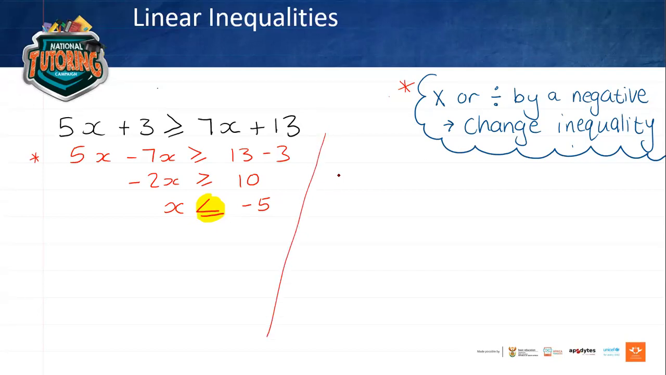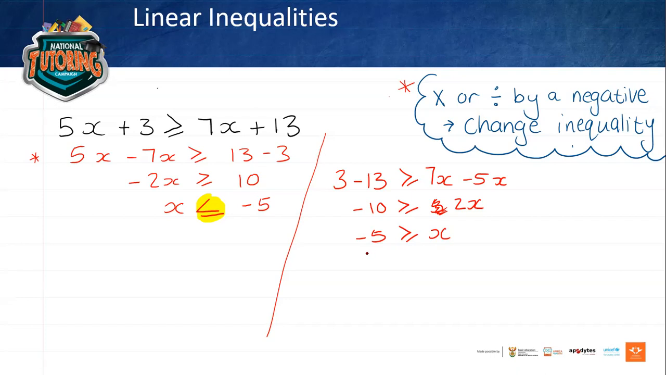If we take the same equation, but this time we put the constants on the left and the x's on the right. 3 minus 13 is negative 10. 7x minus 5x is 2x. And now I need to divide by 2. I don't change the sign. I keep it as this greater than or equal to sign here. And we see that x is less than or equal to 5. It is the same solution, just read in the opposite direction. So both of these are valid solutions.